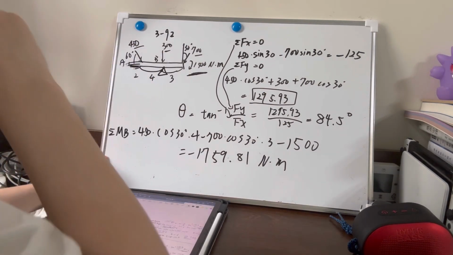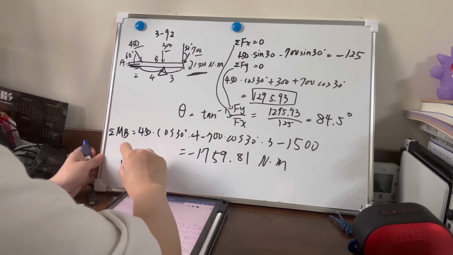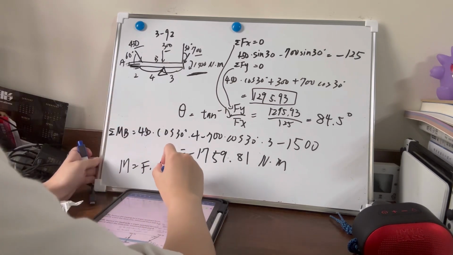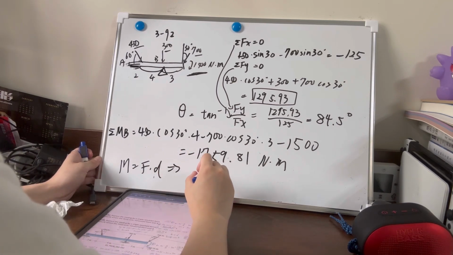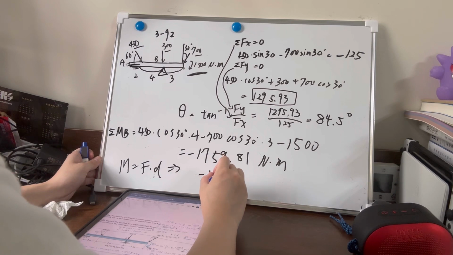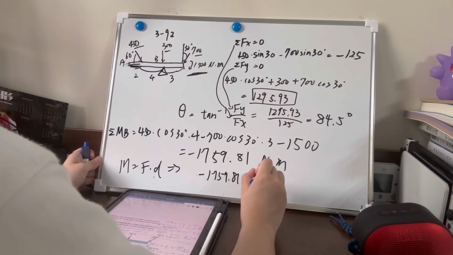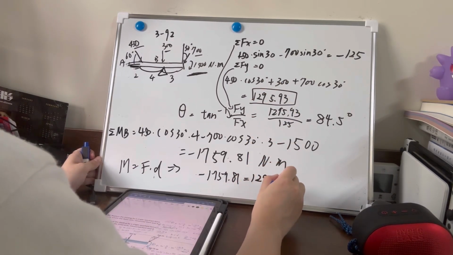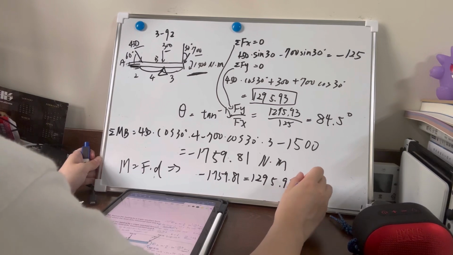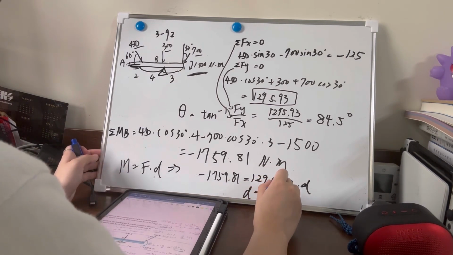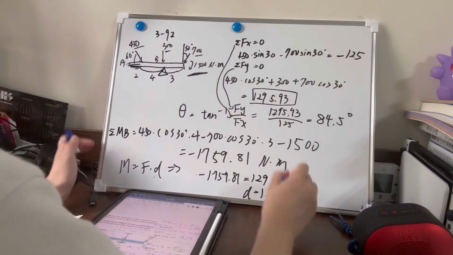So we have to know the M equals FD, so we can find the D. So it's like the moment for minus 1759.81 equals the force here times Z. So we can find the D equals 1.63 meter.